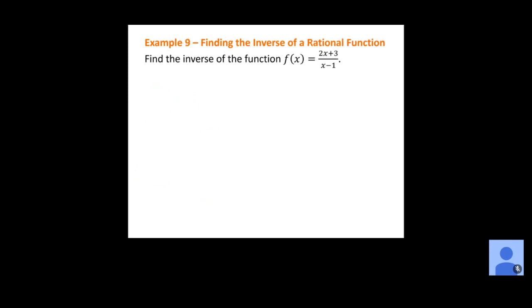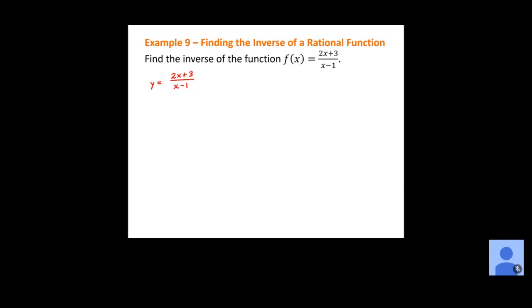All right. Example 9. Okay, so now we want to find the inverse of this function, 2x plus 3 over x minus 1. And so again, I'm just going to go ahead and write this as y equals 2x plus 3 over x minus 1. And so what are we going to have to do first here? Good. Switch the x and y's.